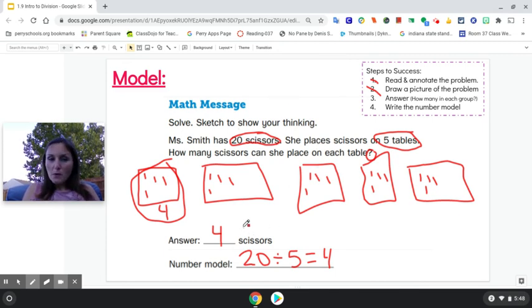Whatever is in your division problem or whatever is in your number model can only be from the problem. If you used 4 in your number model here, then that means you were really showing me that 4 times 5, right? Because there's 5 tables, 4, and that equals 20. But we already knew that we had 20. The thing that we did not know was that there needed to be 4. So make sure that you're thinking about that as you write your number model. I know that that can be tricky sometimes.